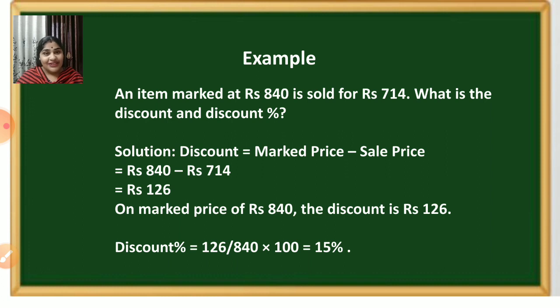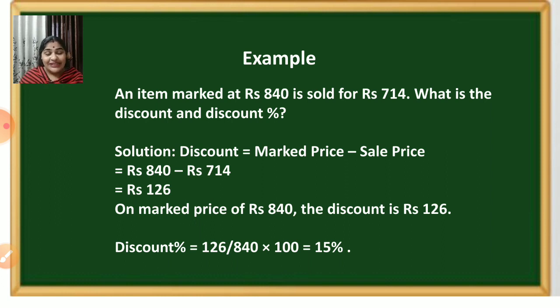So as I have told, discount is equal to marked price minus sale price. So here marked price was given as 840. Now whenever you are finding the discount, children, base you have to take as marked price only. Okay, so marked price is 840 and sale price is 714. So 840 minus 714 is 126. So the shopkeeper is giving you a discount of rupees 126.